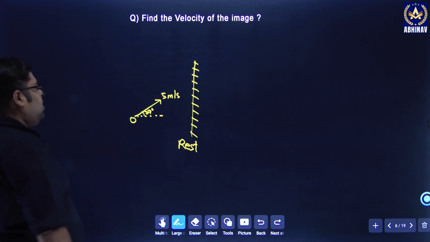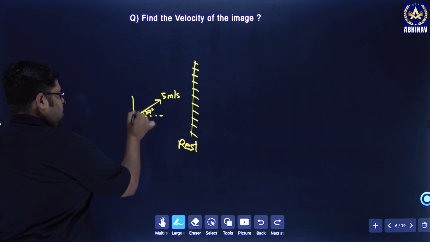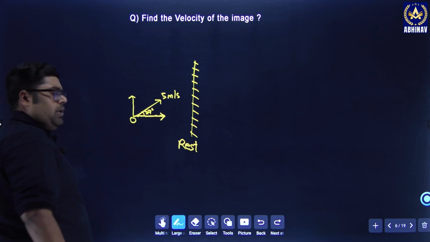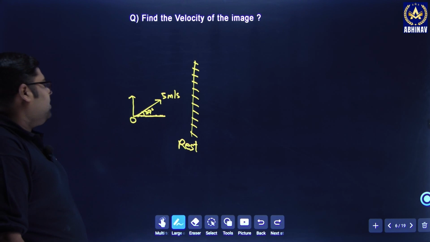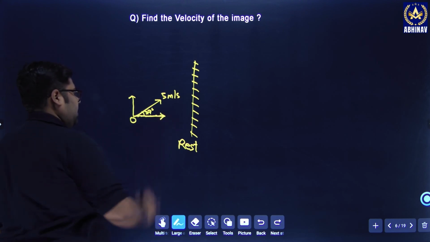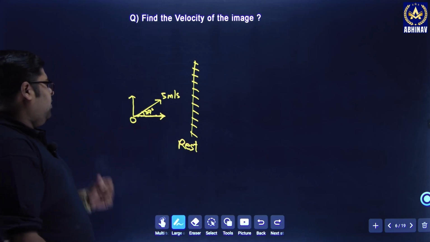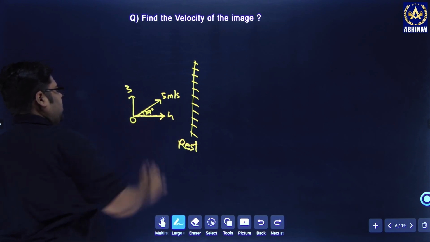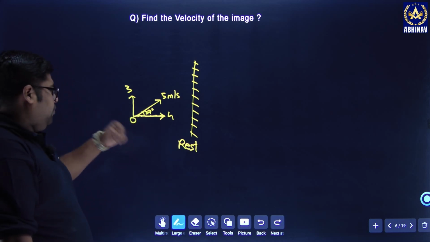Now, let us resolve it into two components. Tell me, what will be its x component? Its x component will be 5 sin 37. 5 cos 37, sorry. It will be 5 cos of 37 degrees. Now, what is the value of cos 37 degrees? It is 4 upon 5. So this is going to be 4 meters per second and this component 3 meters per second. Right. We have just resolved it into two components.